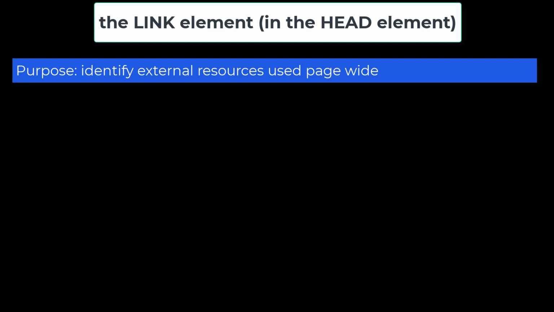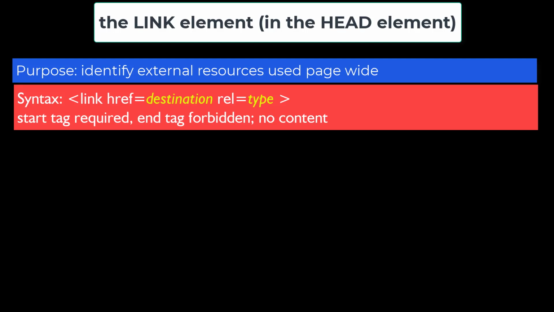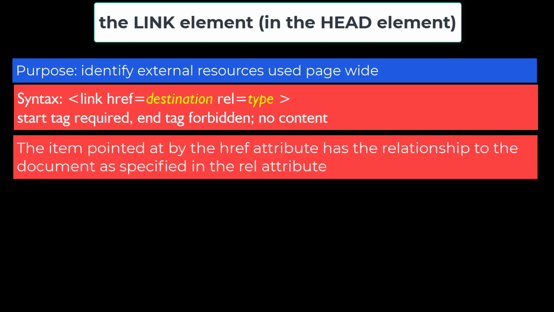Finally, we look at the link HTML element. This element is a sub-element of the head element, and its purpose is to identify external resources used page-wide. The syntax is pretty standard: a link start tag, a couple of attributes. Start tag is required, end tag is forbidden, so there's no content. The item pointed at by the href attribute has the relationship to the document as specified in the rel attribute.